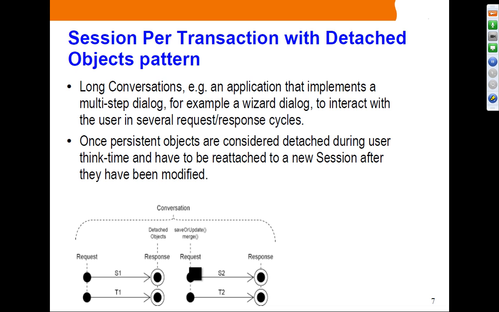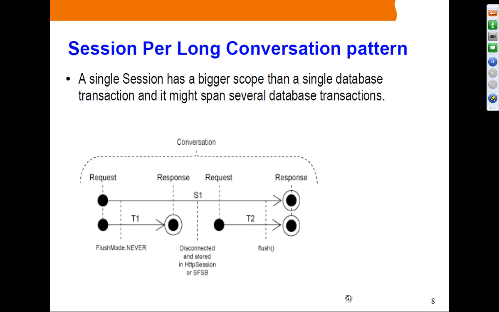Session per transaction with detached objects pattern. In this case, you have a session that matches the first transaction, and then there could be some detached objects in between. And then we are going to start another session, which also matches the second transaction. The last pattern is the session for long conversation pattern. Here you have a session, and then you could in fact have multiple transactions, and you could also have some detached objects in between.